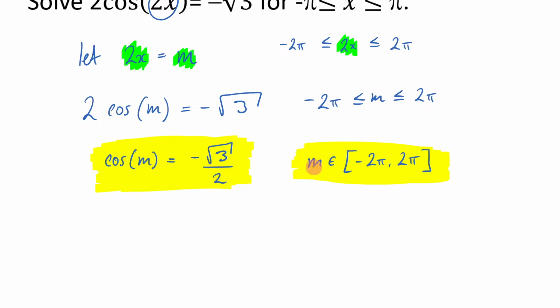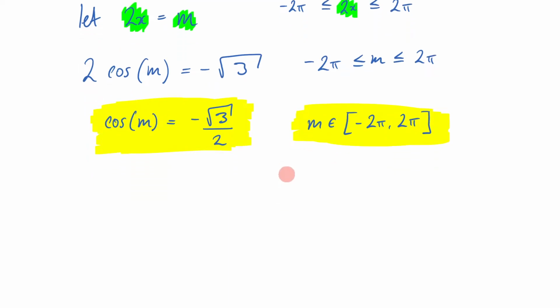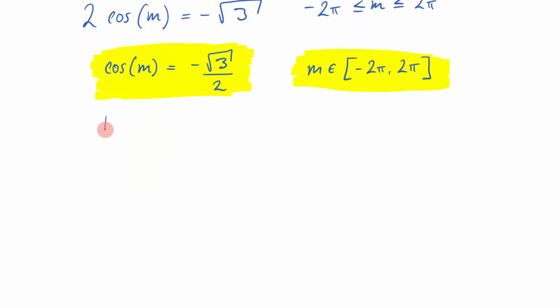And now all I need to do to continue is just solve it as I normally would. So the first thing that we do in this situation is we figure out what our reference angle is going to be. And hopefully you can just look at this and say, well, the reference angle is when I'm just looking at the square root of 3 on 2, and don't worry about that negative. And I know that this is going to be pi on 6.